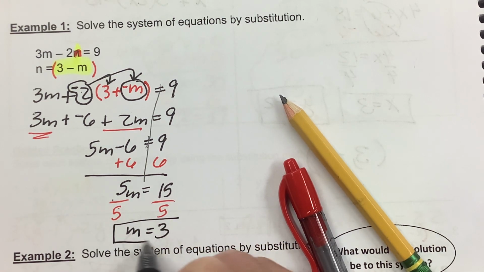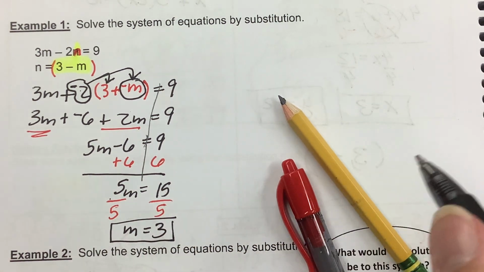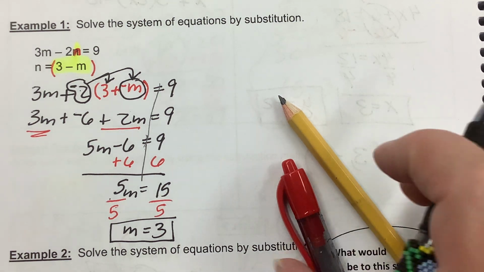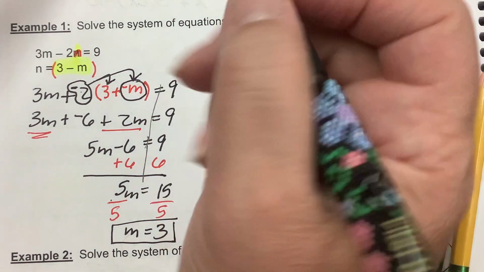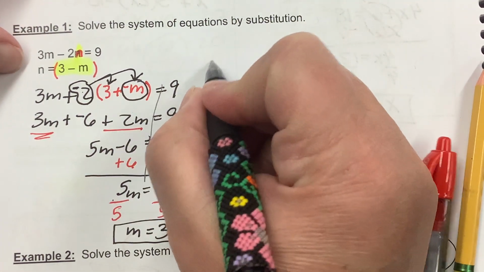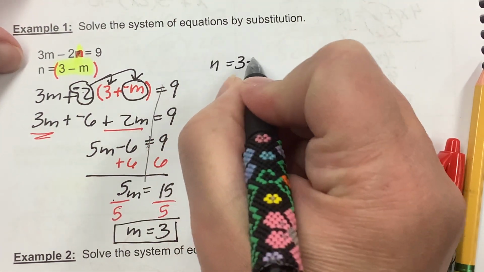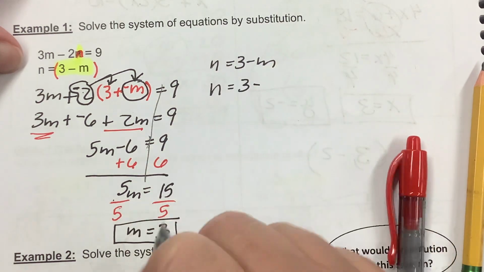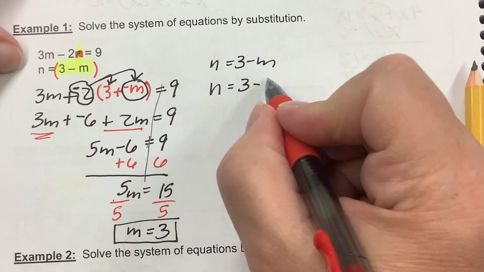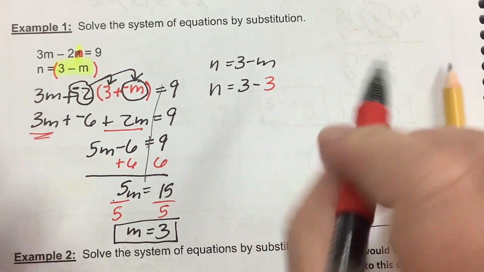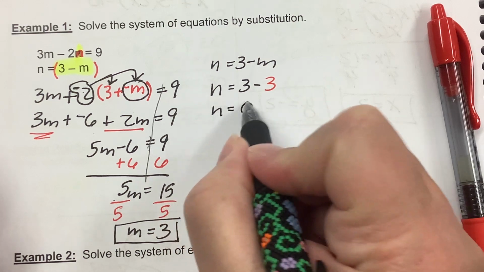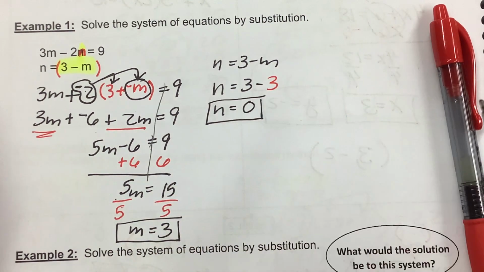Now that's just half of it. Remember, a solution to a system of equations is 2 numbers. It's an ordered pair. Now let's get the other number. So I need the n equals 3 minus m. N equals 3 minus 3. And 3 minus 3 is 0. So n equals 0. And it goes in alphabetical order.